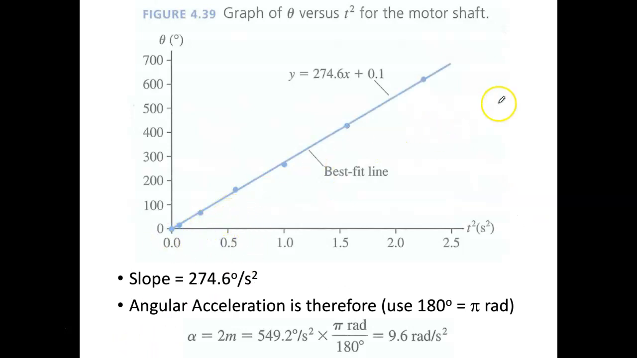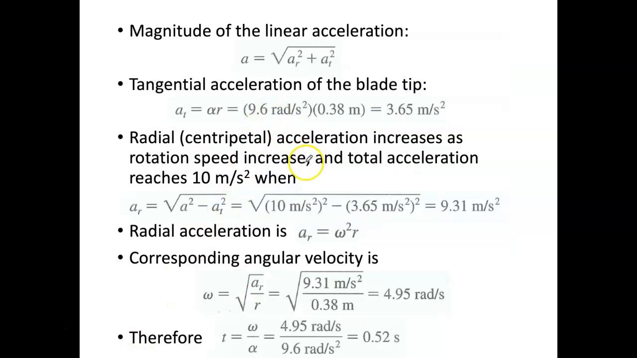So here we go, we end up with this equation. When I plot the t squared and the angle, I get this. I know that this slope is one half of the acceleration, so I really need to multiply it by 2. When I do that, I'll end up with the right acceleration. You'll notice that this number has become 549.2. If I multiply that times pi radians divided by 180, I get about 9.6 radians per second squared. And that would be the answer for the angular acceleration.